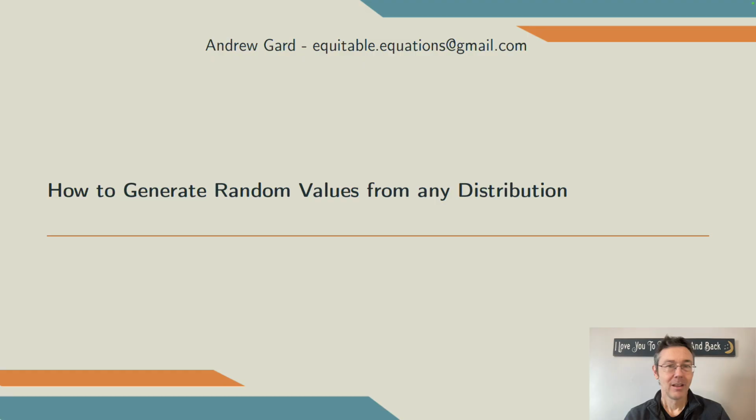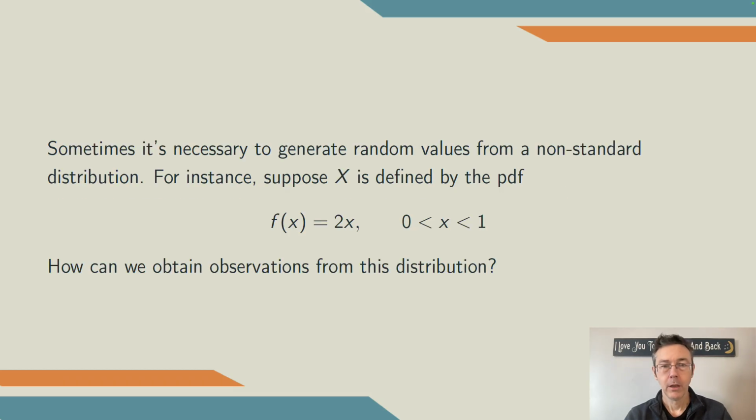Hey everybody. Today we're learning how to generate random values from any distribution, not just standard ones like the normal or chi-squared distributions. Suppose, for instance, that we have the PDF f(x) = 2x, and we'd like to generate random values with that density function.